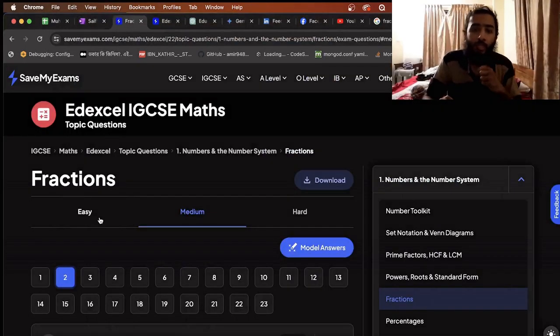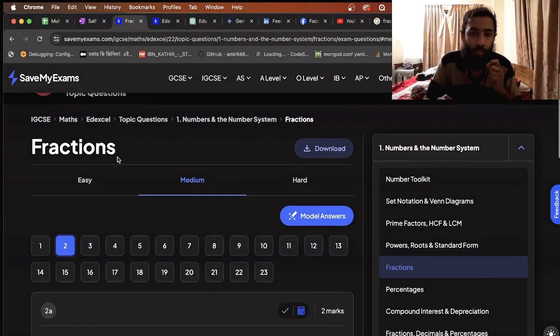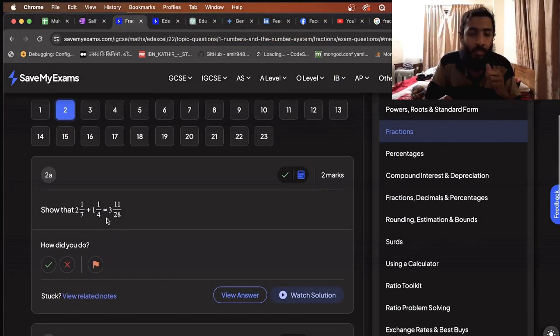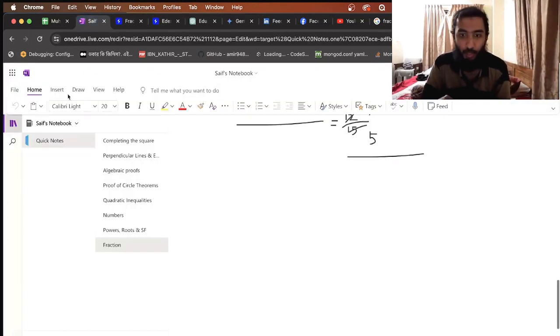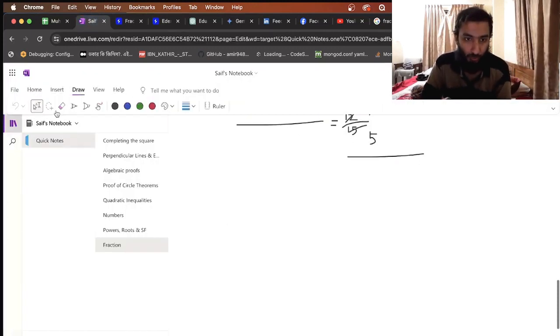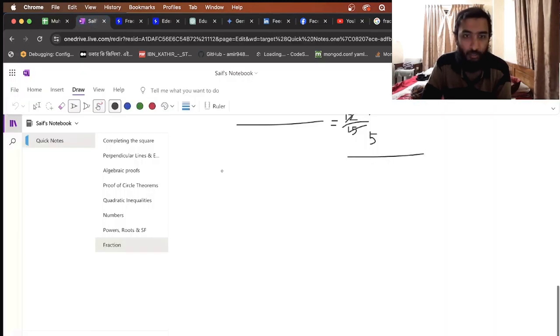If I look at the medium category and problem number 2 of the concept of fractions, problem 2 has two parts, 2a and 2b. Let me first read 2a. It says you have to show that this fractional number plus this fractional number is this number. If I open this in a new tab and use my pen tool, what does the question say? 2 1/7, this fractional number.